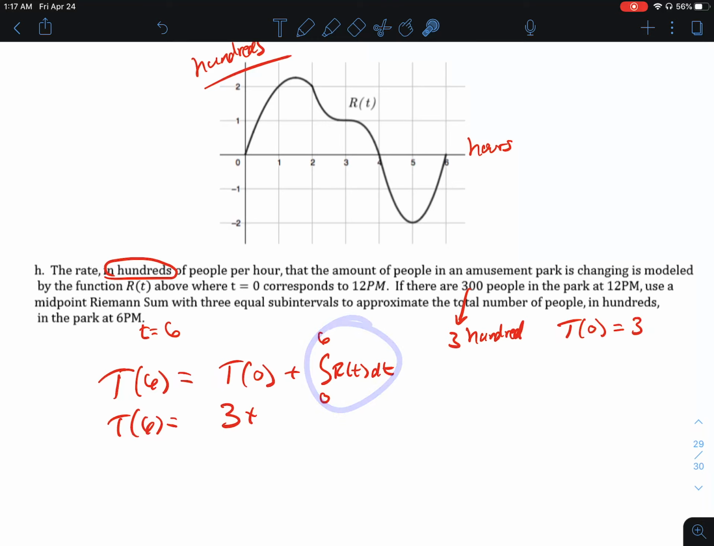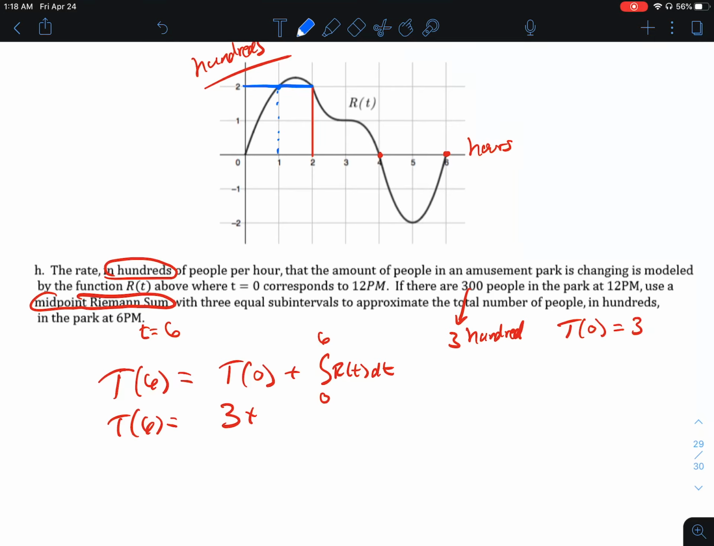And to do this part, we are supposed to use a midpoint Riemann sum. So from 0 to 6 into 3 separate intervals, that's going to be at 2, at 4, and at 6. And then to get the heights for these, since it's a midpoint Riemann sum, we have to find the height in the middle of these rectangles. So halfway between 0 and 2 is 1.